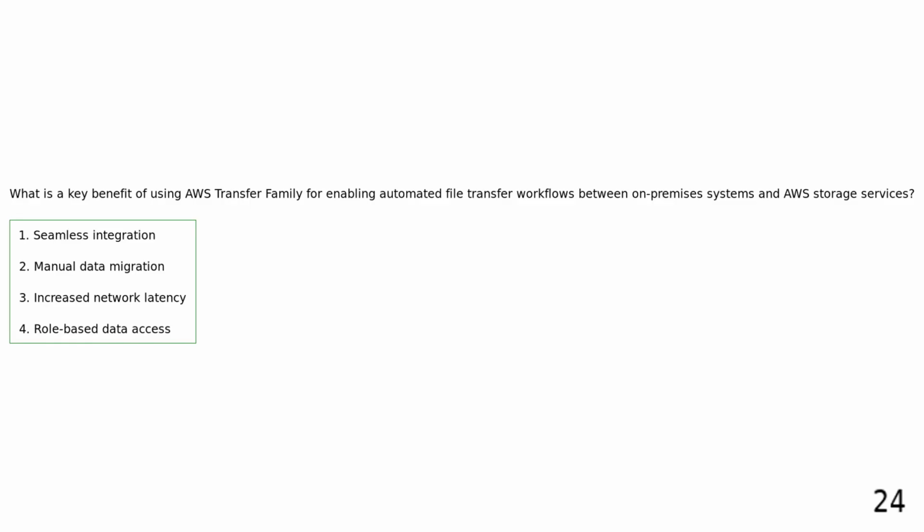What is a key benefit of using AWS Transfer Family for enabling automated file transfer workflows between on-premises systems and AWS storage services? Seamless integration. Manual data migration. Increased network latency. Role-based data access. AWS Transfer Family provides seamless integration for enabling automated file transfer workflows between on-premises systems and AWS storage services, allowing users to automate data exchanges, synchronize data between environments, and streamline file transfer operations without manual intervention or data migration efforts.